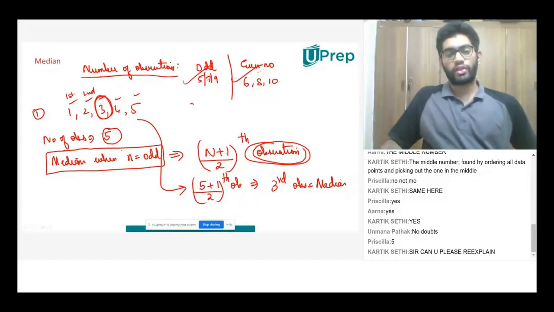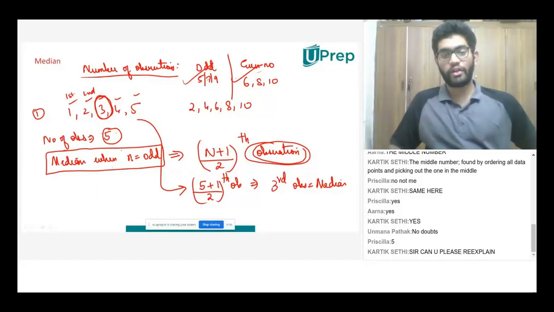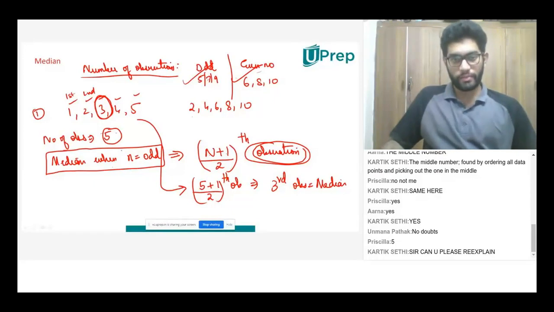Now guys, let's look at this. What is the n? n plus 1 divided by 2. Yes, that is the formula for the median when n is odd. When the number of observations is odd, you do n plus 1 by 2. Now guys, let me take another example. 2, 4, 6, 8, 4.